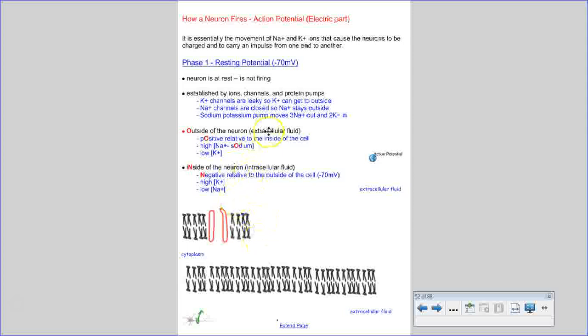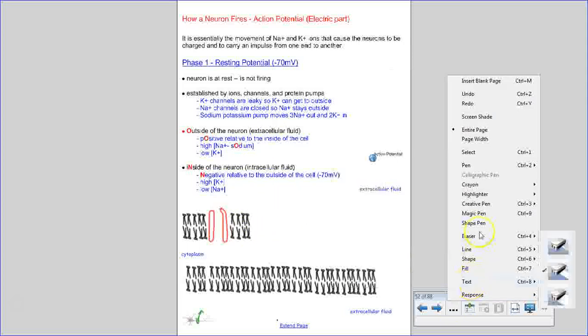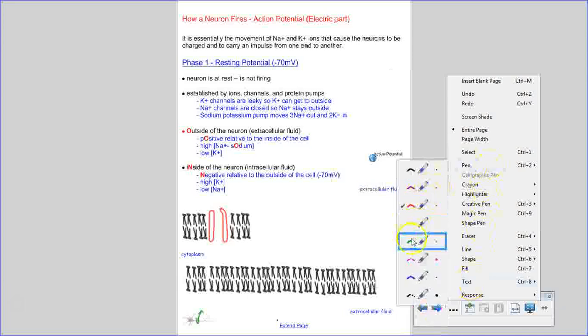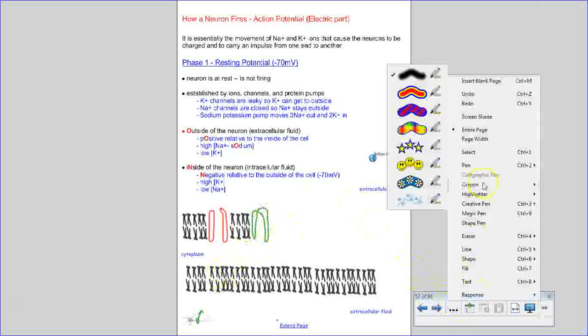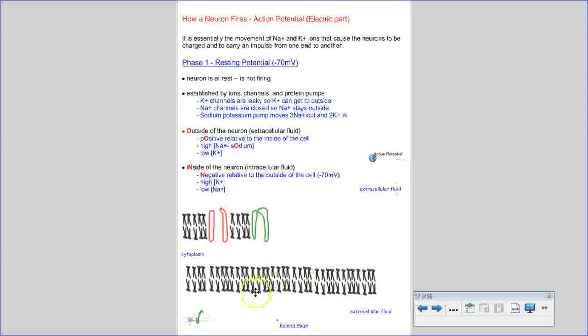Okay, and then there's another one. We'll do it a different color. That is closed. So that one, the door is closed. I know you guys are going to take a little longer to draw these.